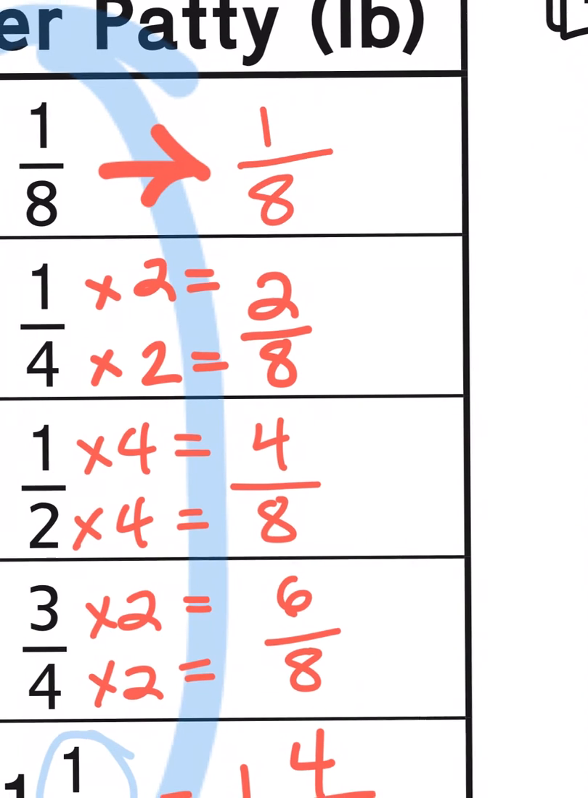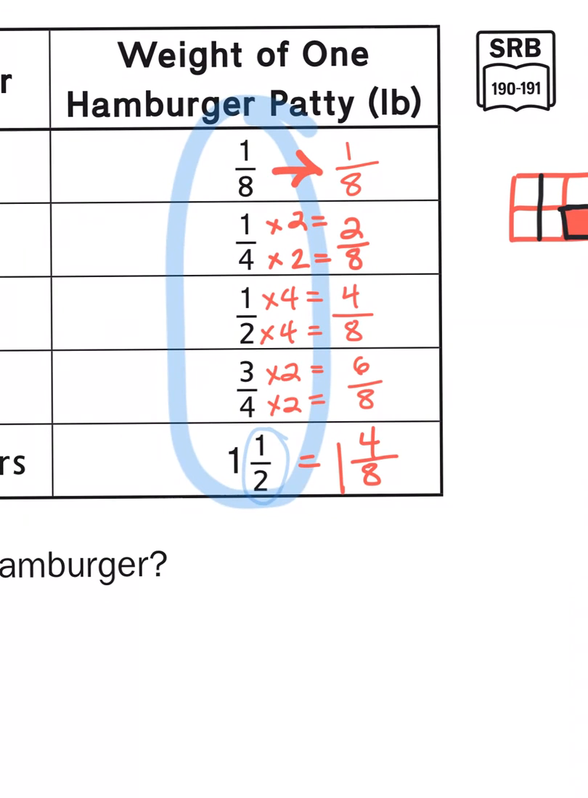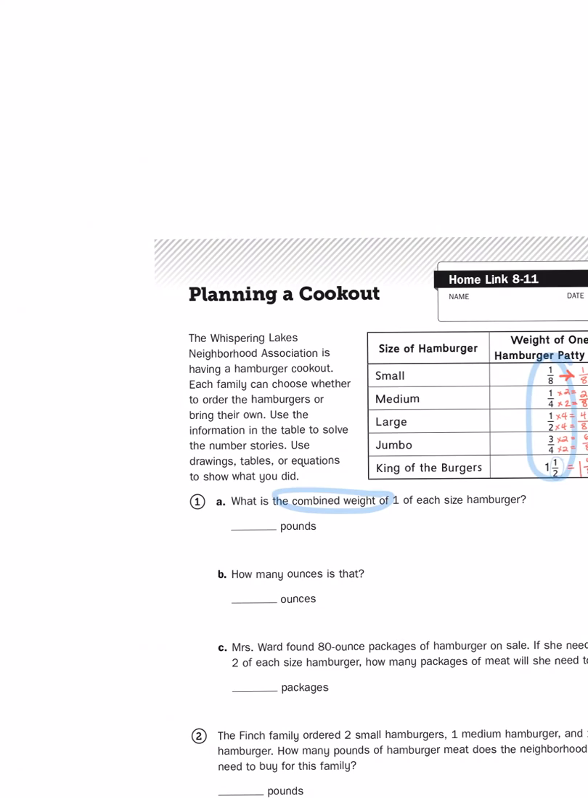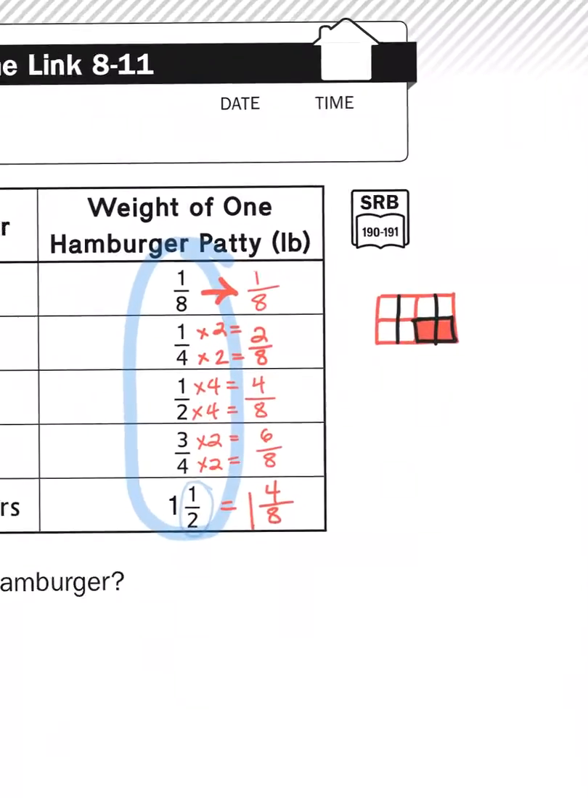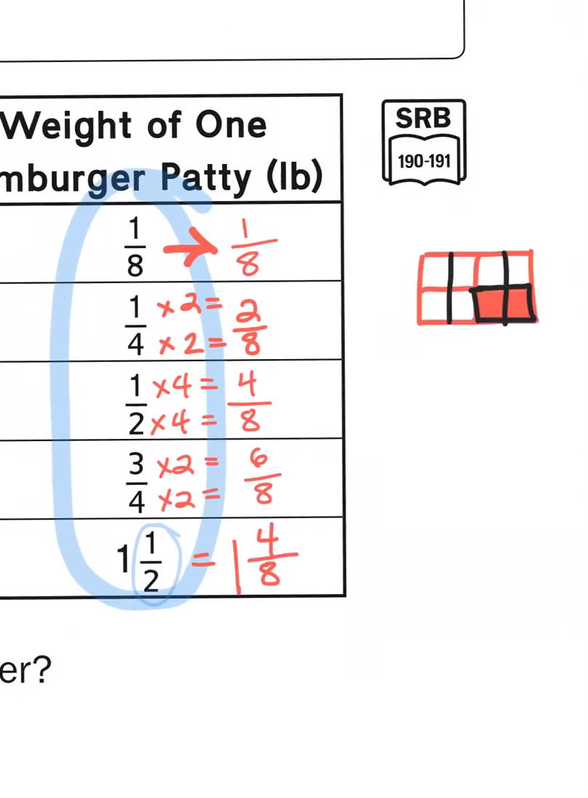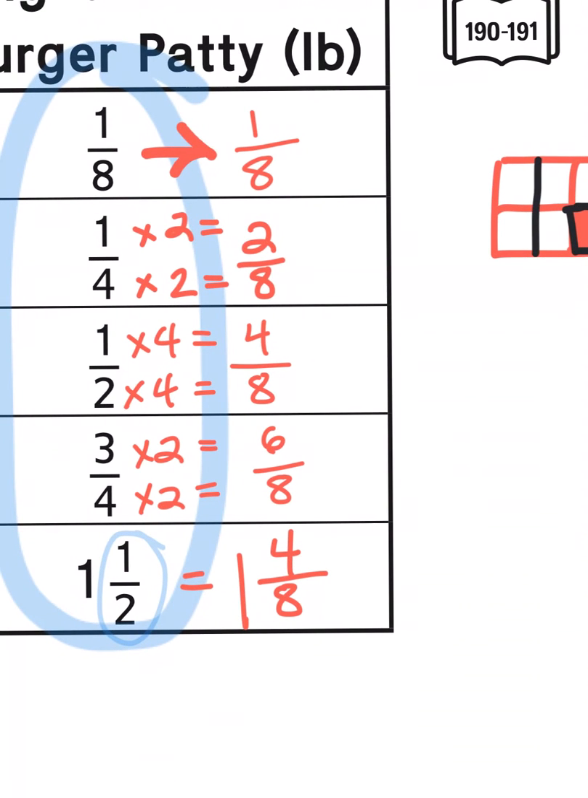Now let's take a look at all of our add-ins, because again, we're combining these fractions together to find out how much hamburger we need to buy if we were to make one of each size of the hamburger. So I'm adding 1/8 plus 2/8 plus 4/8 plus 6/8 plus 1 and 4/8. Now, when I tackle a problem like this, when I have multiple add-ins, I'm going to just take it one step at a time.